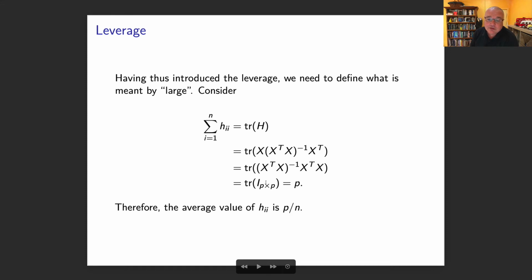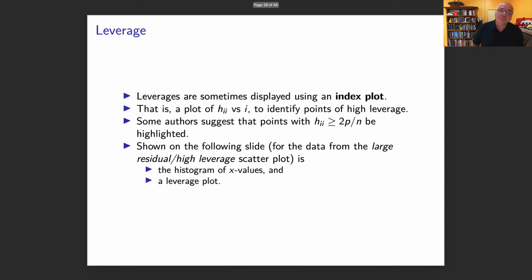This is just an I, p times p matrix. So it's just got 1s along the diagonal, the rest is all 0, so we add up all those 1s and we get p. So if I have n points, the average leverage is going to be p on n, and we can use that as a rule of thumb.